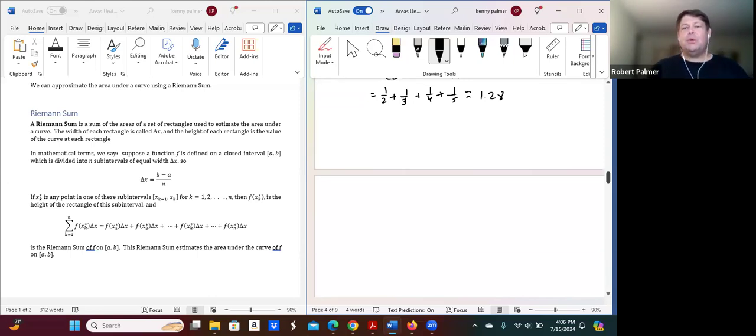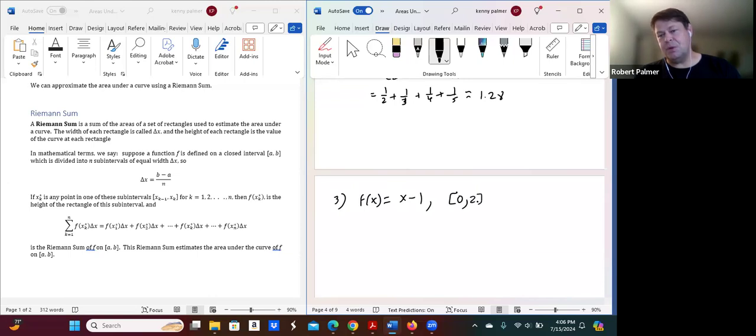Okay. Now let's do one where I don't actually have a pre-made picture. Let's call this guess number 3. Let's say we want to do this. Let's say our f of x is x minus 1, and our interval is going to be 0 to 2. And let's say we want to have n equals 4. Okay. And let's say this time, well, let's say use midpoint.